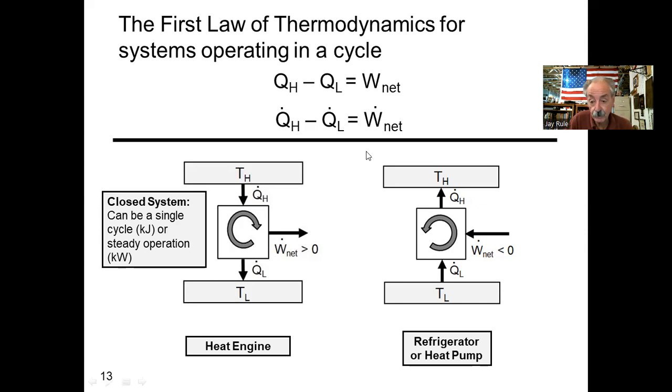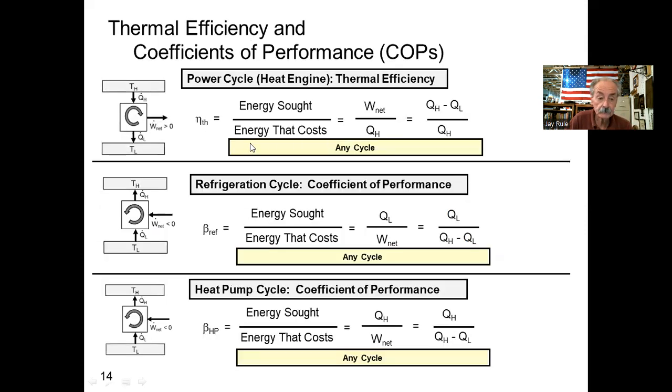This is a statement of the first law for a system operating continuously in a cycle. Q dot H minus Q dot L equals W dot net. Only applies to cycles. Thermal efficiency, same remark here. I'm going to gloss over this slide because some of your classes may or may not have covered thermal efficiency or coefficient of performance for cycles so far.